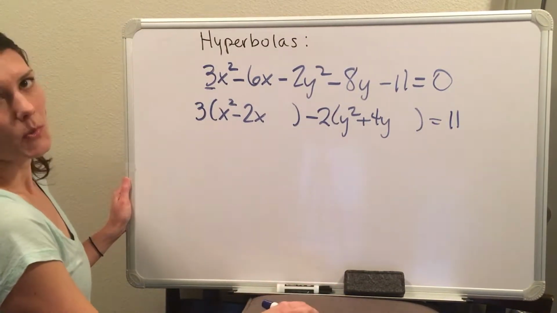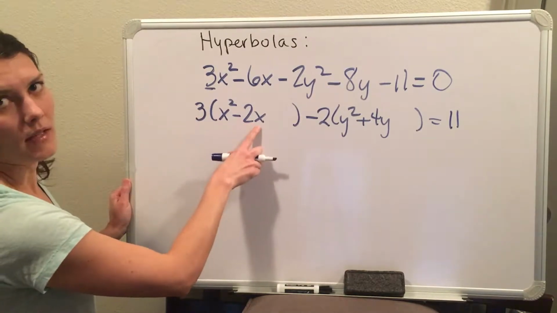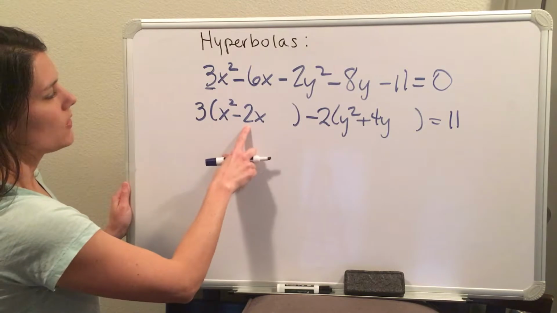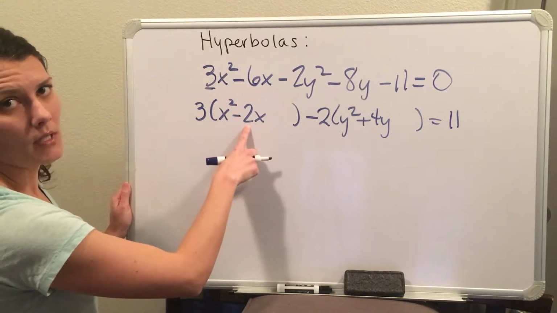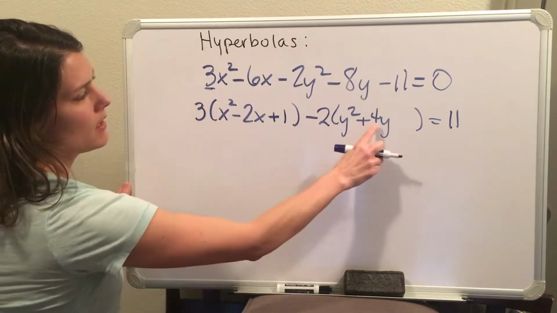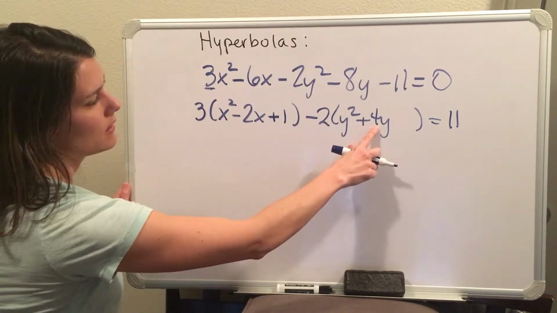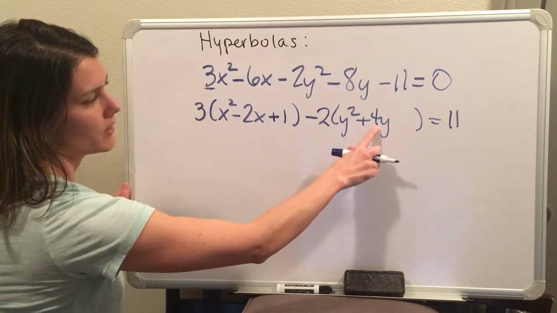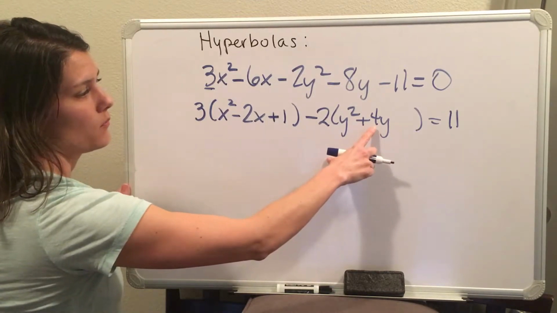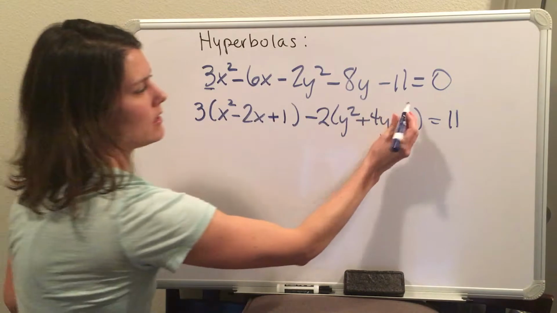To be able to complete the square, you take the number in front of the x to the first power, and you're going to half it and then square it. So negative 2 halved is negative 1, and the negative 1 squared is a positive 1. And then you're going to do the same thing here. The number in front of the y to the first power, you're going to take the number and half it, which is 2. And then you're going to square it, and 2 squared is 4.